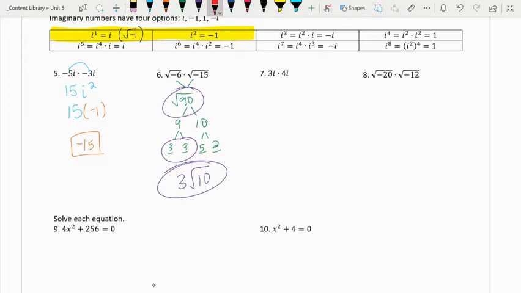On the next one, we have 3i times 4i, so 12, and then i squared. And i squared we know is negative 1. So in reality, we have negative 12.